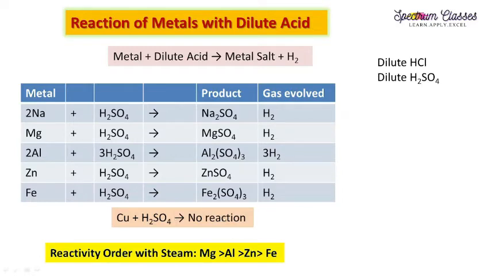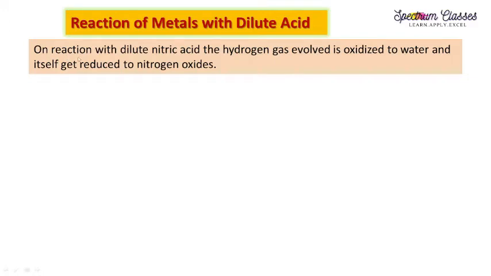So they do not give any kind of reaction. This is the important concept, and you must understand this. Now, why they do not react with HNO3, we are going to discuss that concept. On reaction with dilute nitric acid, the hydrogen gas evolved is oxidized to water and itself gets reduced to nitrogen oxide. So what is going to happen with dilute nitric acid?